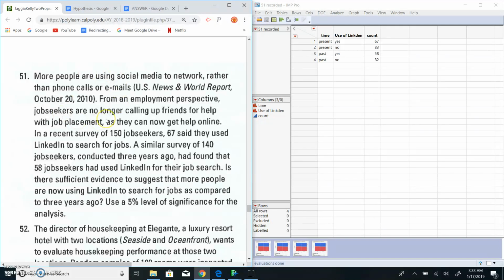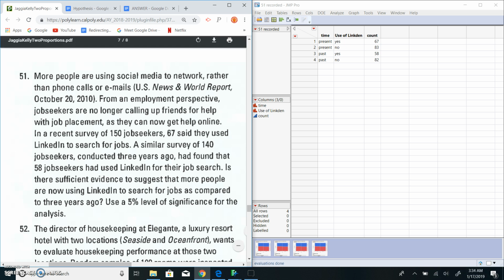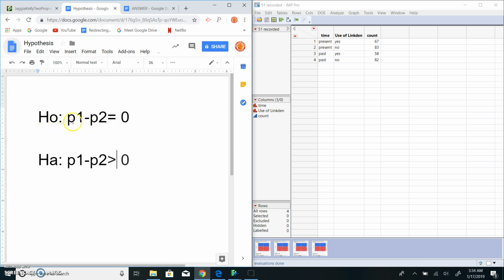After a quick read through of the problem, we noticed two things about our null and alternative hypothesis. For one, the problem doesn't mention anything about any assumed difference between the people who use the internet for their job recruitment service or process in the present versus the past. So that tells us that our null hypothesis, or P1 minus P2, should equal 0.